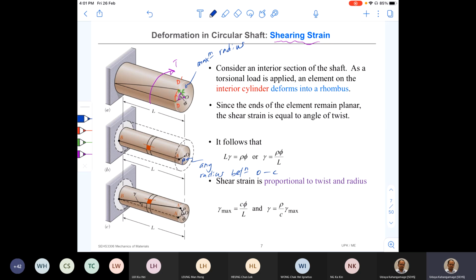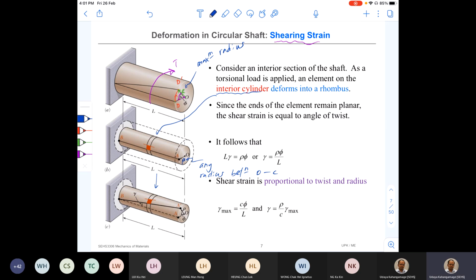So what I'm going to do is take a core of the cylinder, let's say the shaft core with a radius rho, and remove all the material outside, and then take an interior disc. So this interior cylinder right in here, and see what is going to happen to this interior disc or cylinder once I apply a torque T. So once you apply the torque T, what is going to happen? It is going to deform into this shape, right?